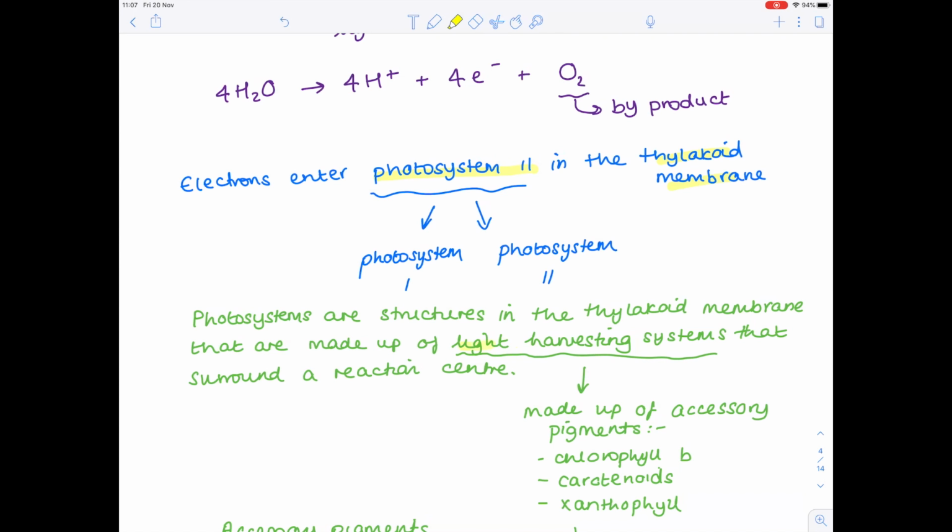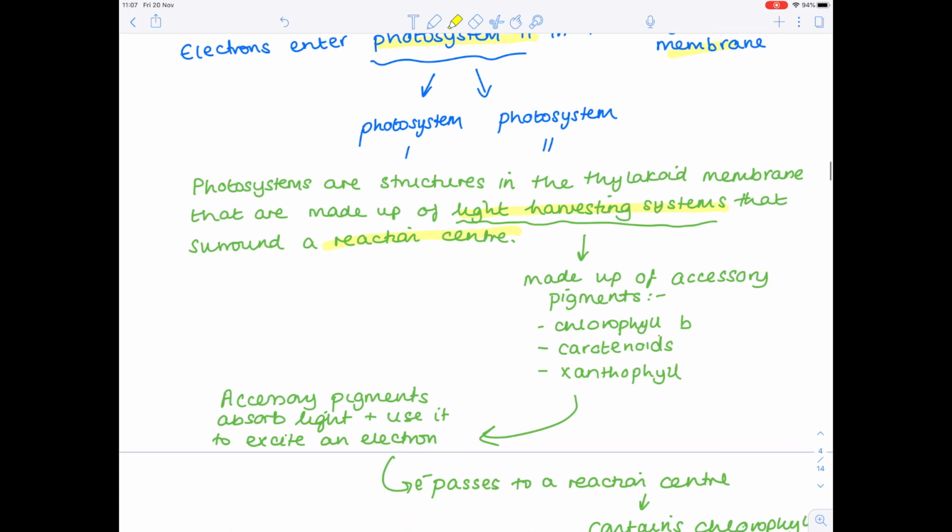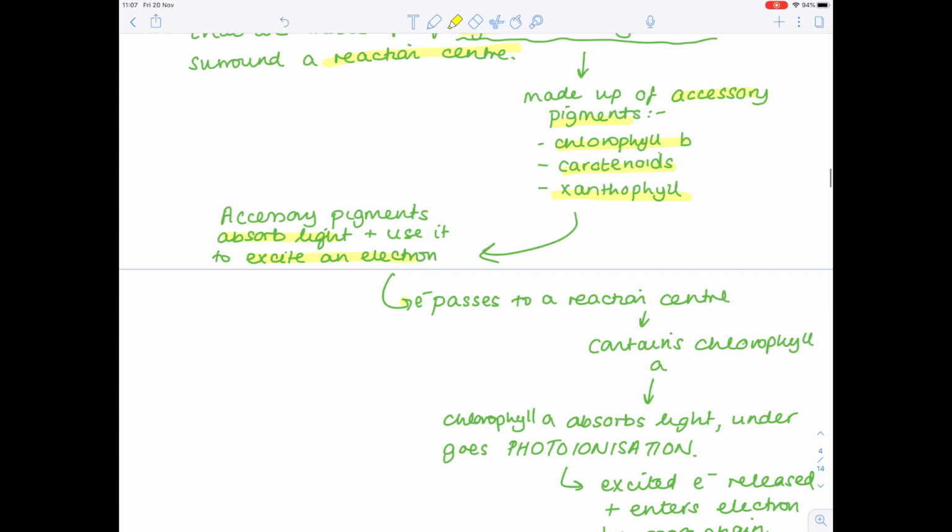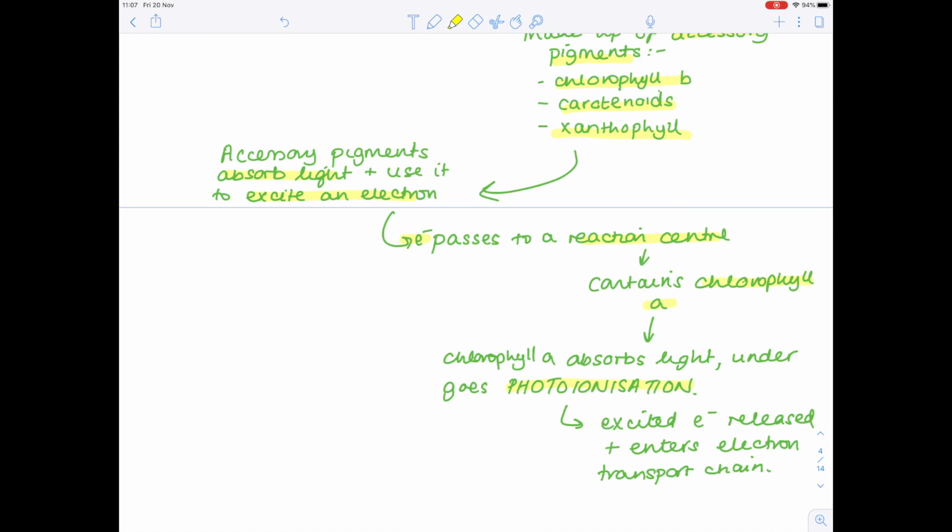Photosystem 2 contains the light harvesting systems which surround a reaction centre, and those light harvesting systems really refer to accessory pigments, which you need to know the name of: chlorophyll B, carotenoids and xanthophyll, which are important for absorbing light and exciting electrons. The electrons pass along to the reaction centre, which contains the most important pigment, chlorophyll A. That chlorophyll A undergoes photoionization, which therefore allows the excited electrons to be released and enter the electron transport chain, which is going to become extremely important.